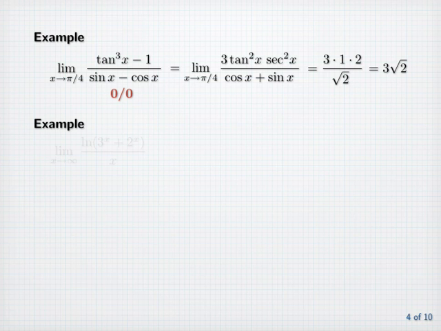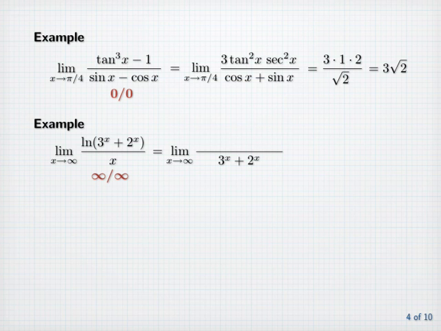Another example. The limit as x goes to infinity of the natural log of 3 to the x plus 2 to the x, all divided by x. As x goes to infinity, 3 to the x plus 2 to the x obviously goes to infinity, and so the log of that also goes to infinity. And since the denominator also goes to infinity, this is an infinity divided by infinity form, to which we can also apply L'Hopital's rule. Now notice that the derivative of the denominator is going to be 1, so we're just going to have the limit as x goes to infinity of the derivative of the natural log of 3 to the x plus 2 to the x, which is 1 over 3 to the x plus 2 to the x, times the derivative of 3 to the x plus 2 to the x.